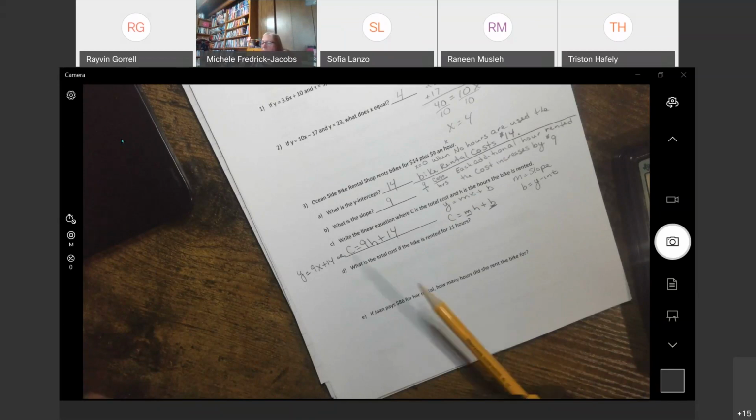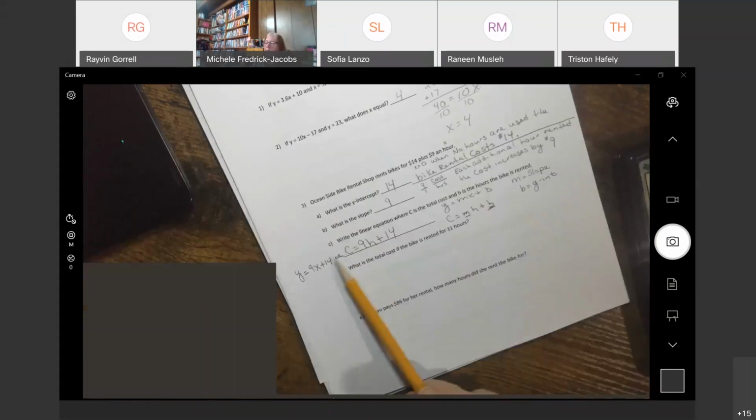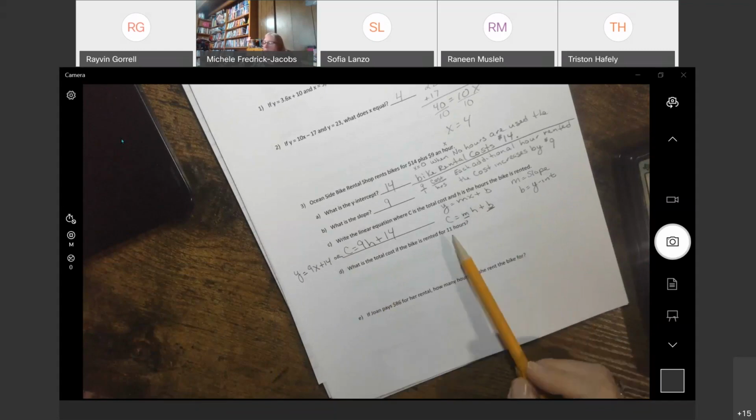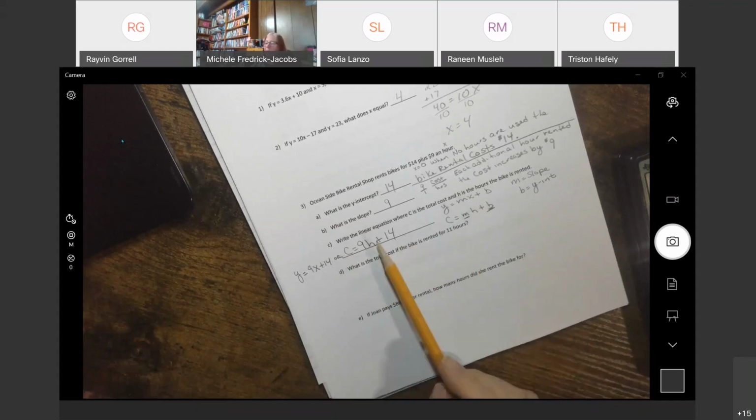Okay. What is the total cost if the bike is rented for 11 hours? So first of all, you need to decide, we know we're using one of these two, whichever one you have. Then you have to decide where to put the 11 in. Do we put it in for H or C? If we want to find the total cost of the bike if it's rented for 11 hours, where would we plug the 11 in? The h. Yes, because it's hours, it goes in H.